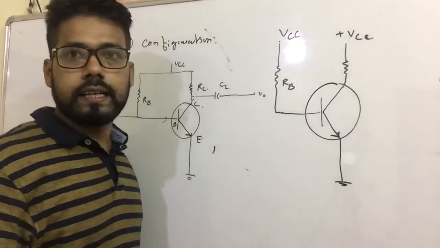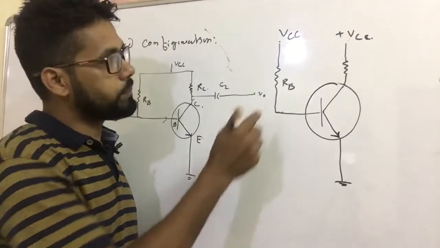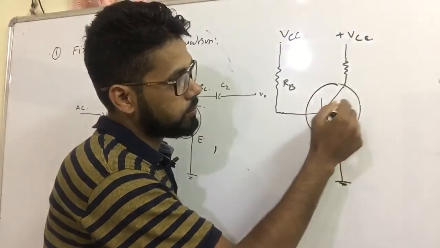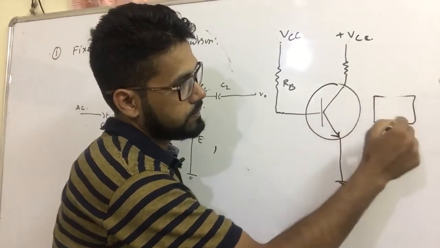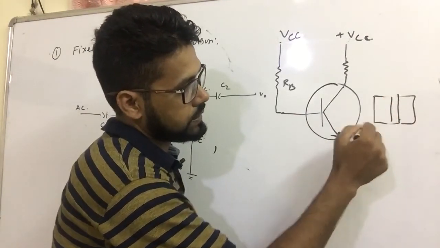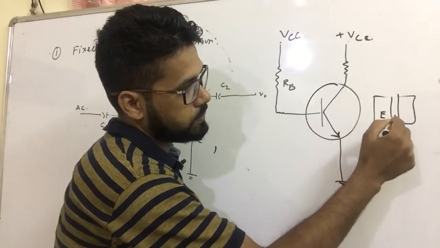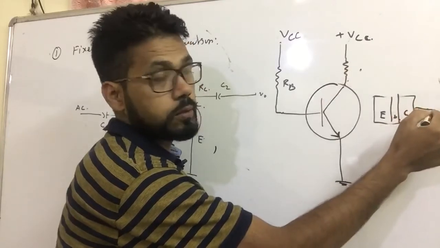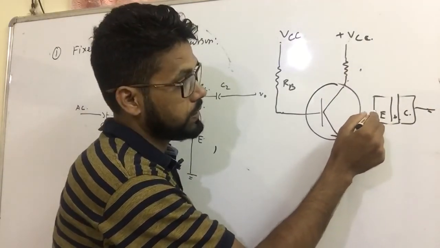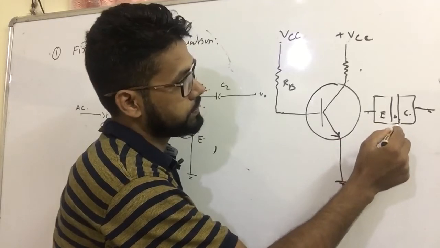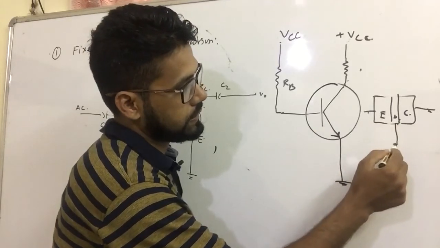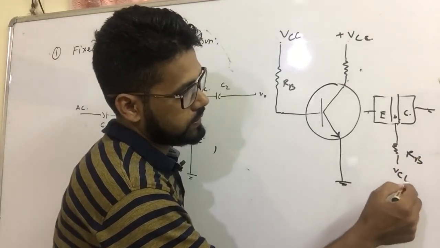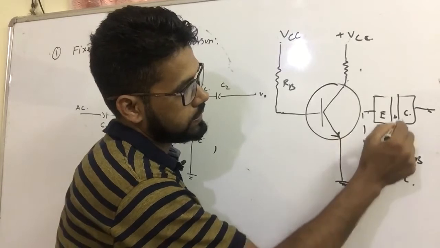Now I will analyze the circuit. There are two parts. This transistor looks like a combination of three parts. This is emitter, this is base, and this is collector. Collector terminal is this one. Emitter is this one, and base is this one. This base is connected to the resistance RB and VCC. This part is the input circuit.